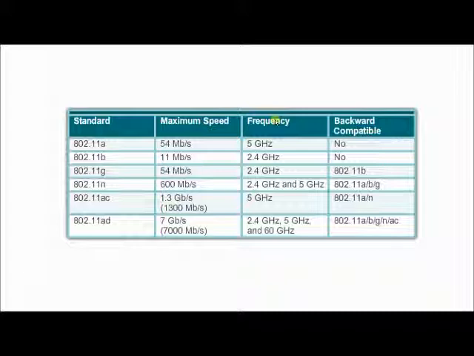Then if we see the Type AD, it has up to 7 gigabits per second, and that's 7,000 megabits per second of maximum speed. It has 2.4 gigahertz, 5 gigahertz, and 60 gigahertz of frequency, and it is backward compatible to all the previous versions.